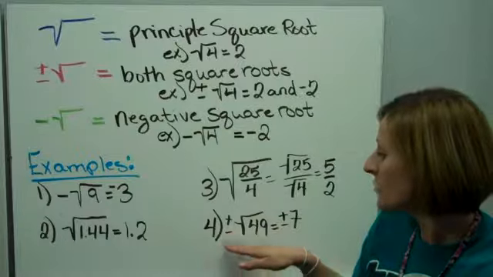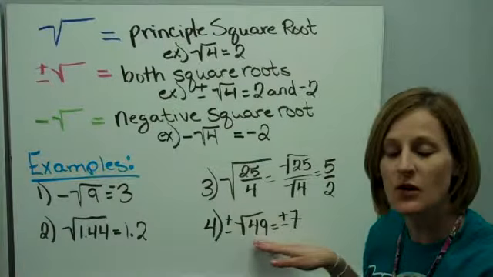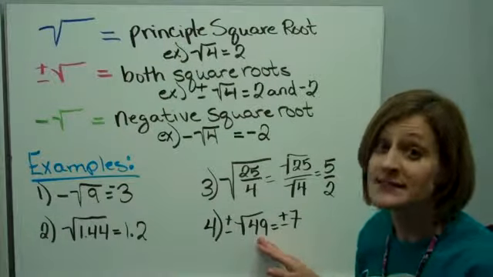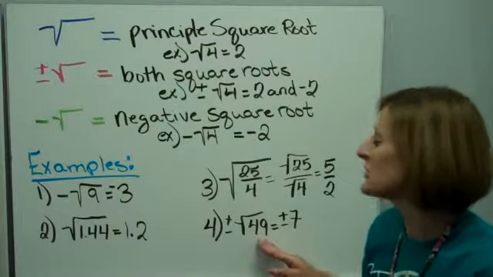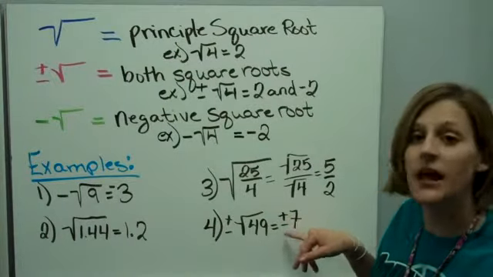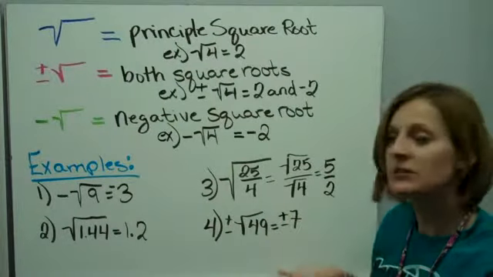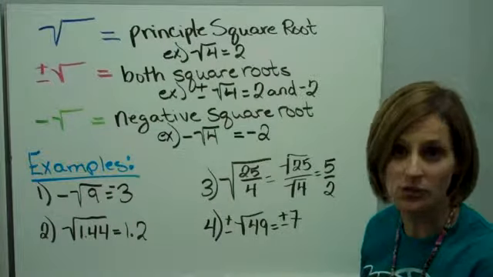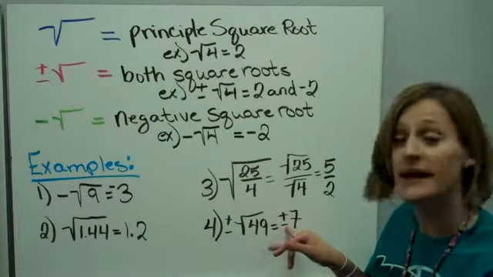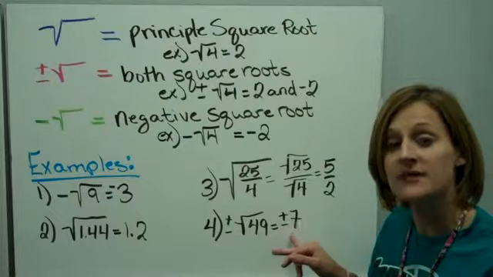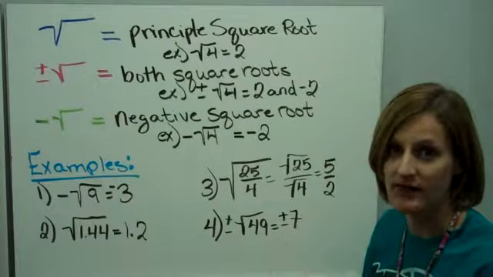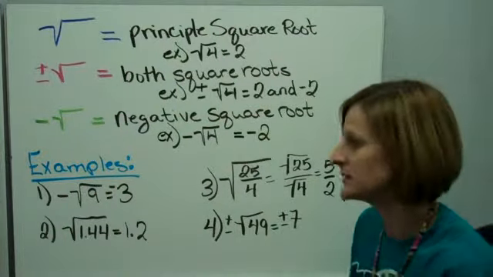Number 4, we have plus or minus the square root of 49. That means it wants both roots. So that's going to be a positive 7 and a negative 7. And sometimes, to write it short and quick, we do a plus minus. That means it's the positive 7 and the negative 7. It's just a quick way to write it.